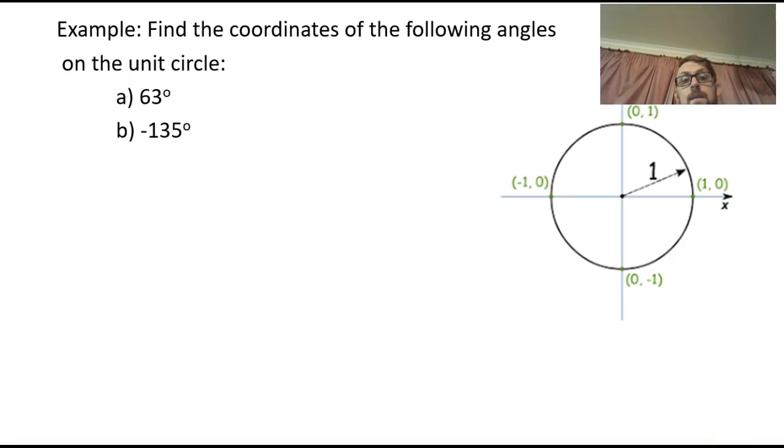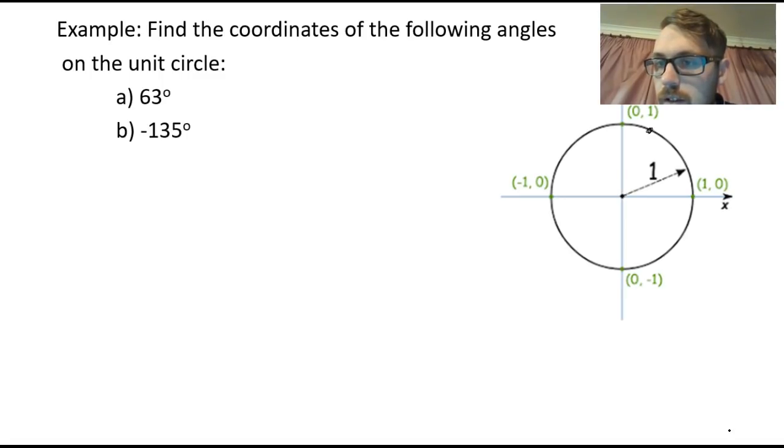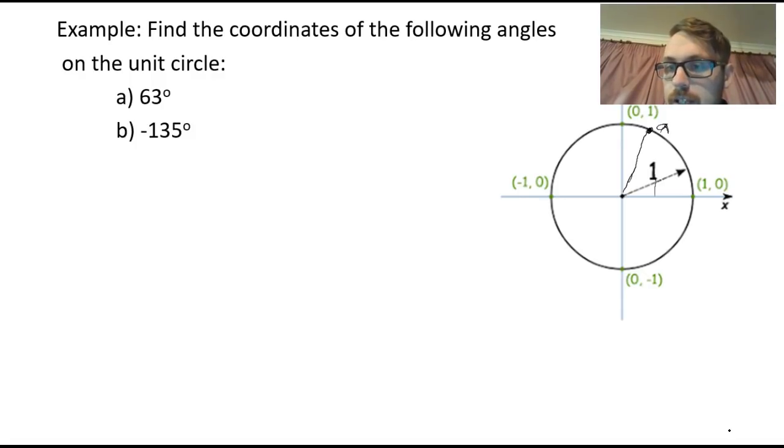Okay, so let's have a look at an example now, and what we want to do is find the coordinates for the following angles on the unit circle. So A is 63 degrees, and what I'm going to do is just mark that on there. So 63, it'll be just beyond halfway, so it'll be about here, and let's call that A. Okay, and we can mark that 63. Remember, we measure from the x-axis around, so we could call that 63 degrees.